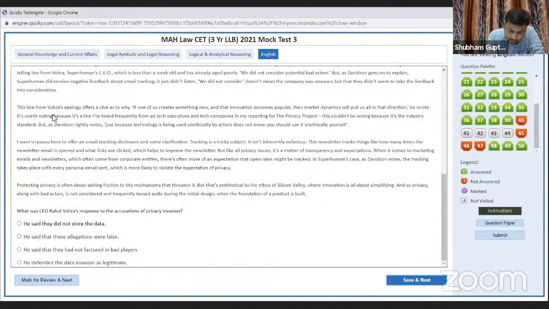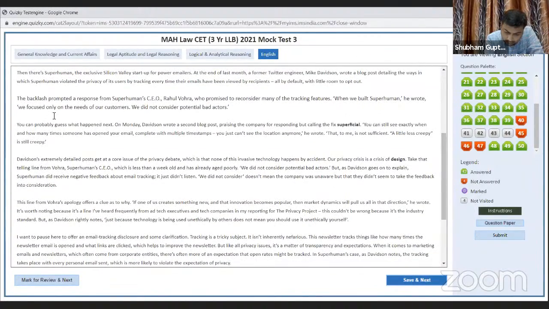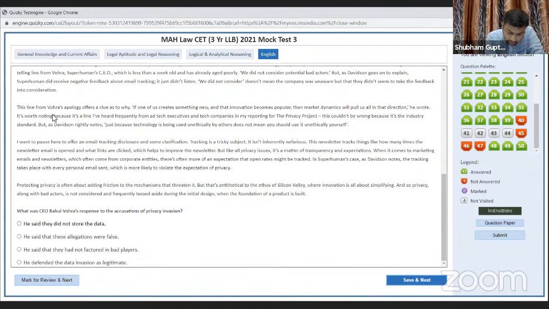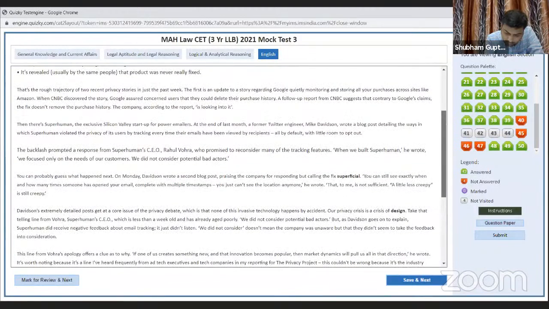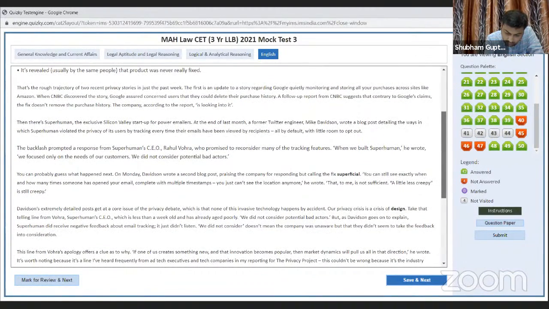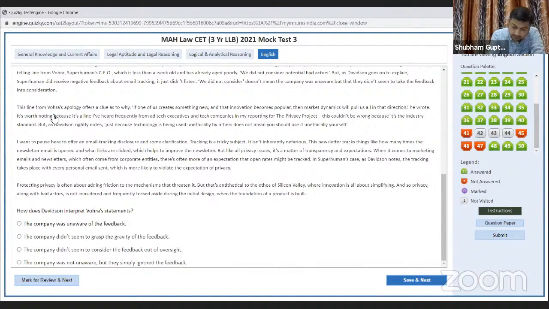The CEO Rahul Vora's response. So he did respond somewhere. Let's see, CEO Rahul. He wrote he focused only on, he did not... I'm not very sure what he said, that they did not store data. I think he was talking about this. Where is Rahul Vora? Bad actors. So bad actors, something related to bad players.